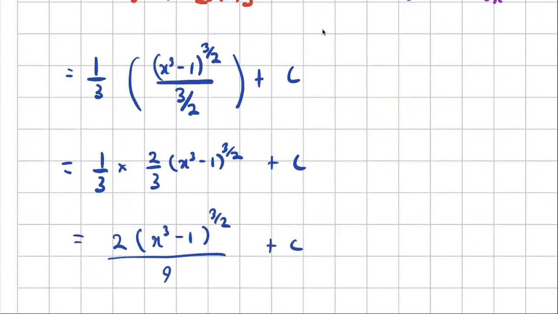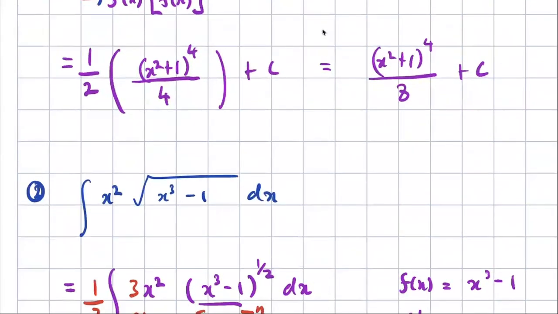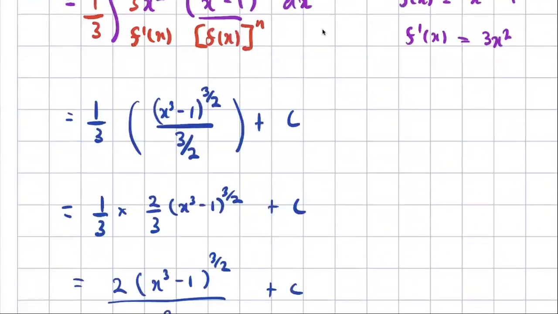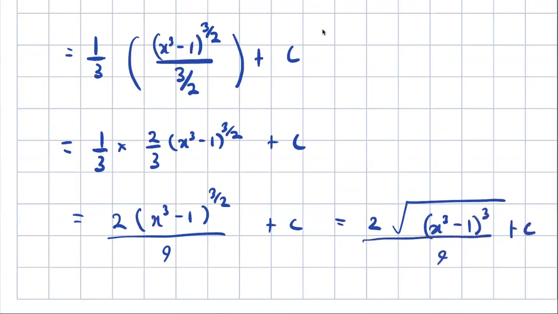Technically we could stop there, but a good habit is, because we were given this in radical or surd form, we should try and put it back into surd form as well. So to do that, it's going to be 2 times the square root of (x cubed minus 1) to the power of 3, all over 9 plus c. So that's how we approach these style of questions.